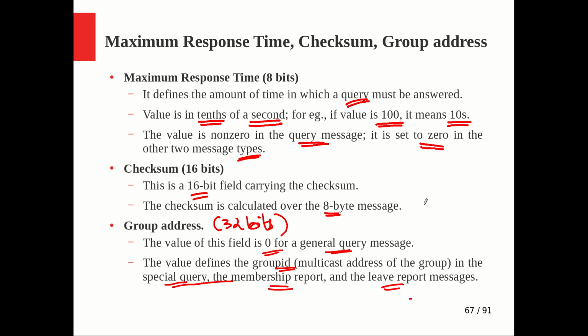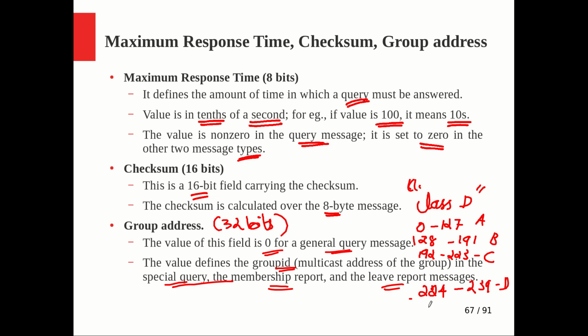For multicasting purposes, we have class D, right? Something we discussed already. Class D IP addresses are used in multicasting. What is the range for class D? Even I do not remember. Something like 0 to 127, I hope it's class A. 128 to 191 is class B. Then 192 to 223 is class C, and 224 to 239 is class D, right, now I remember. Finally 240 to 255 is reserved for future use. So class D is the one used for multicast purposes.